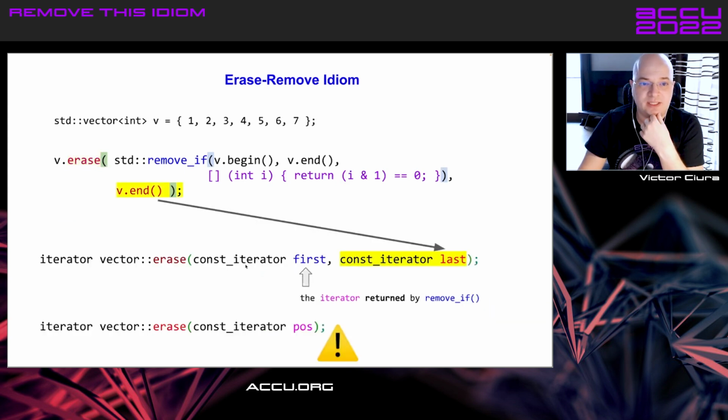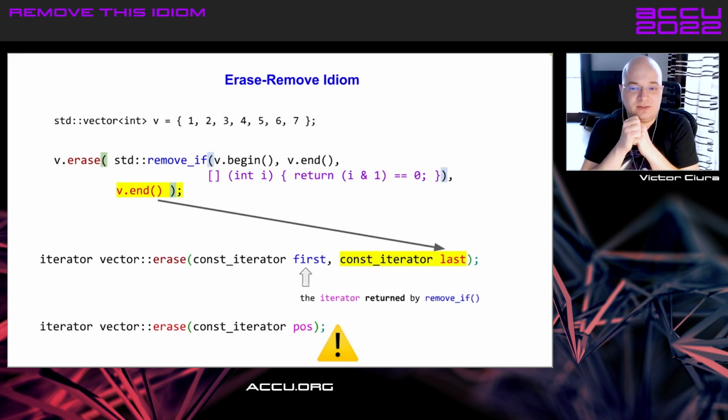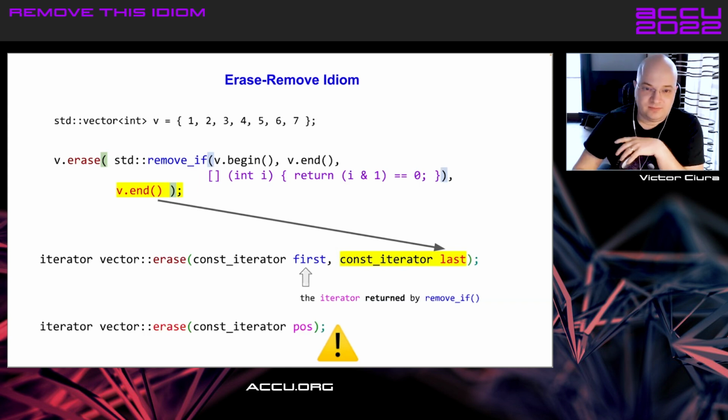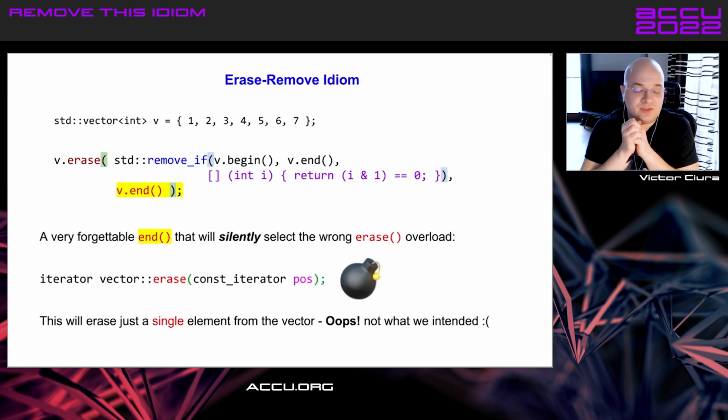But there's one more gotcha here. And it's related to this last iterator here, the container end that we must supply. The problem here stems from the fact that erase is actually an overload set. And there's one more erase that takes a single iterator and is supposed to erase the element at the given position. So if by some chance a developer forgets to add that v.end highlighted in yellow there, you will silently select and erase the wrong thing, because you will select the erase function with a single argument, and you will delete just a single element from the vector, and that was clearly not your intention.